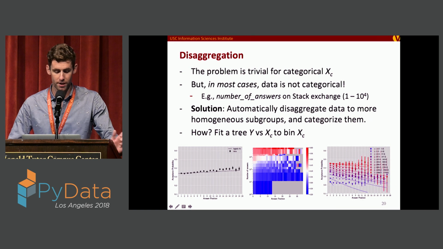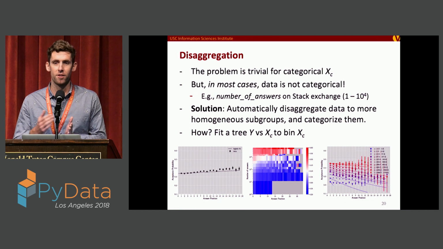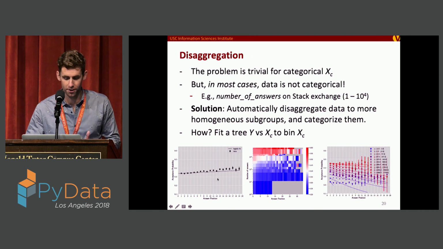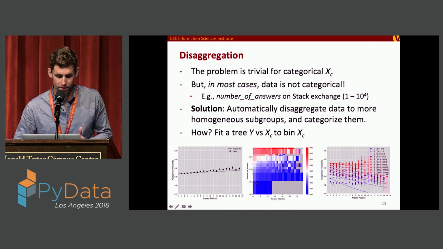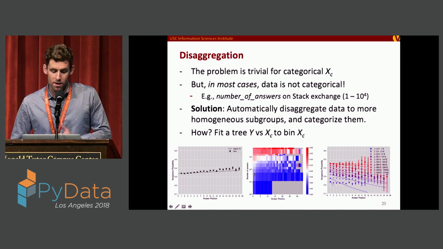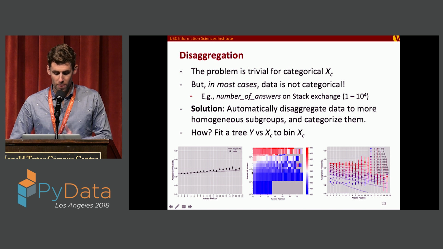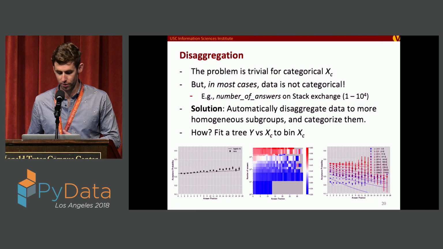What we do is fit a decision tree of acceptance probability versus number of answers, and that allows us to bin the variable into maybe 10 different bins. You can see here the lines on the y-axis are the different bins. There's one from one answer to maybe 100, another from 100 to 500, and so on, which we get from a decision tree. Then within each bin, we fit a logistic regression model, and we get these reversals of trends. So that's how we disaggregate for continuous data. It seems to work pretty well for us.